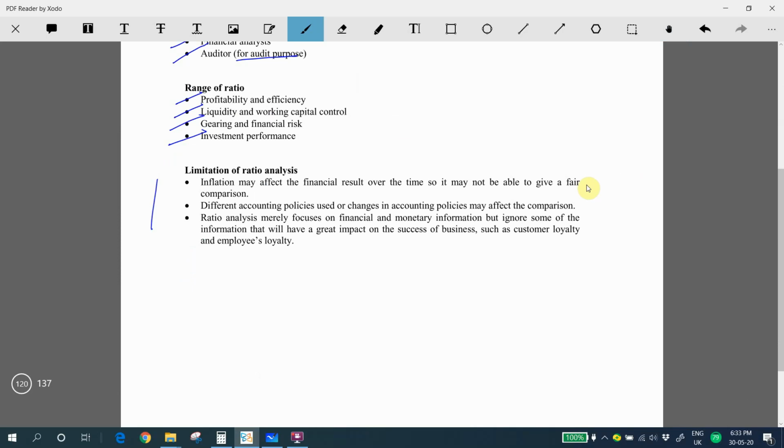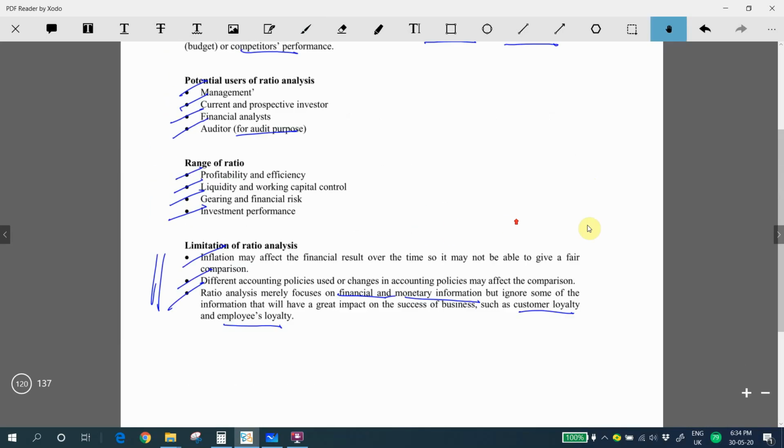What are the limitations when we use ratio analysis? Inflation may affect the financial results over time, so it may not be able to give a fair comparison. The different accounting policies used, or a change in accounting policy, may have some effect on the comparison. And last one, ratio analysis merely focuses on financial and monetary information, but it ignores some information that will have a great impact on the success of a business, such as customer loyalty and employee loyalty.